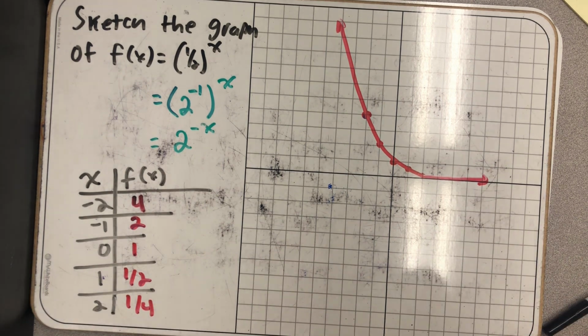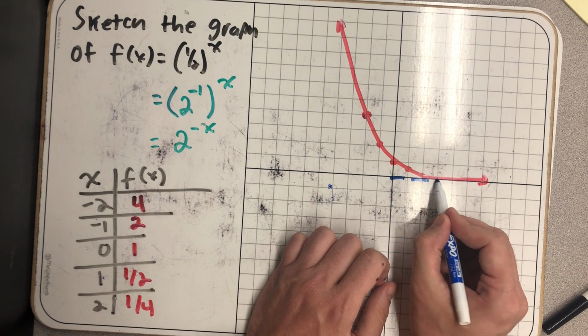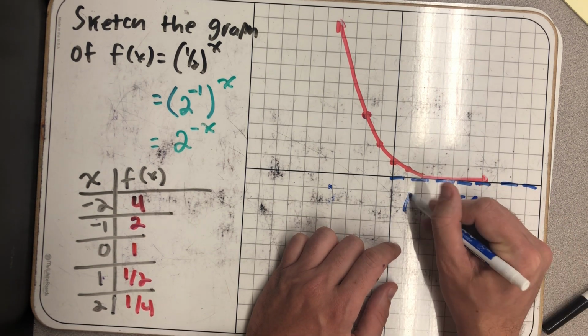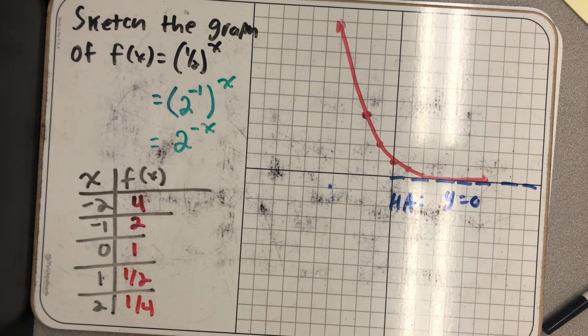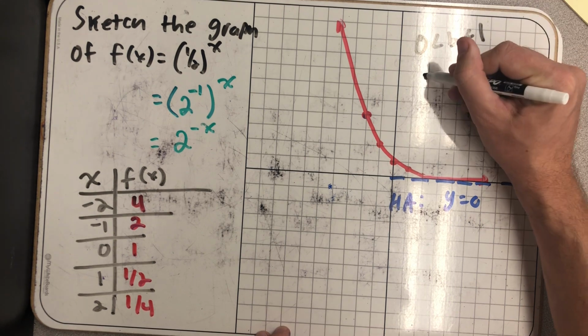Just like the last example, we get a horizontal asymptote, this time on the right-hand side. My horizontal asymptote on the right-hand side, because as x keeps getting bigger and bigger, I'll keep getting smaller and smaller fractions, but always positive numbers. This is exponential decay, and that happens when my base is between 0 and 1.